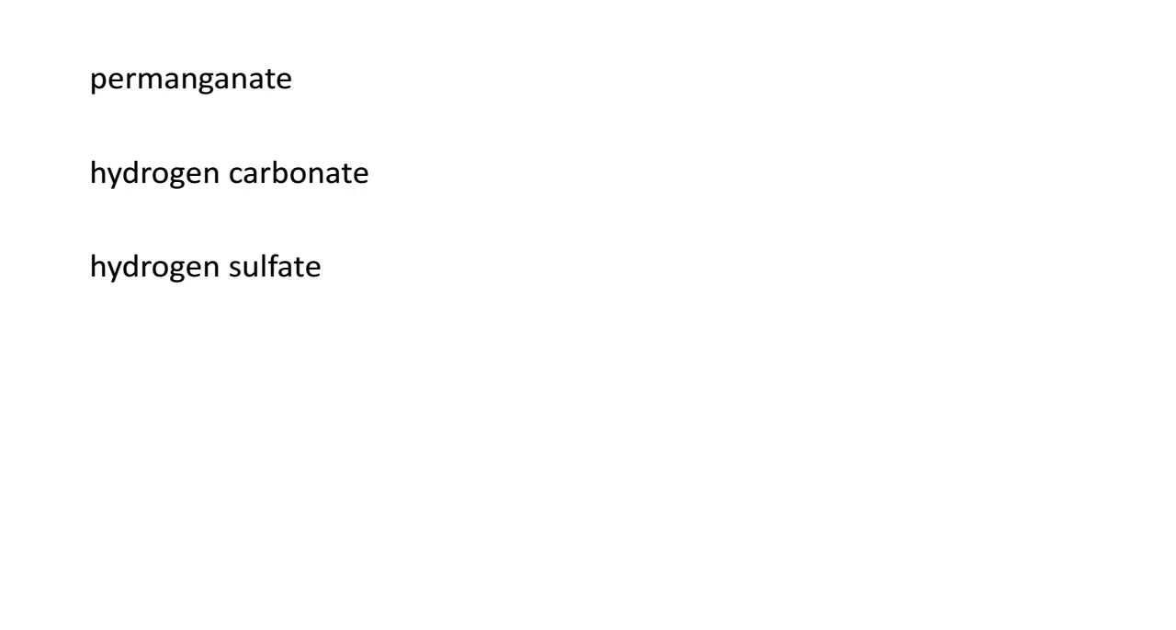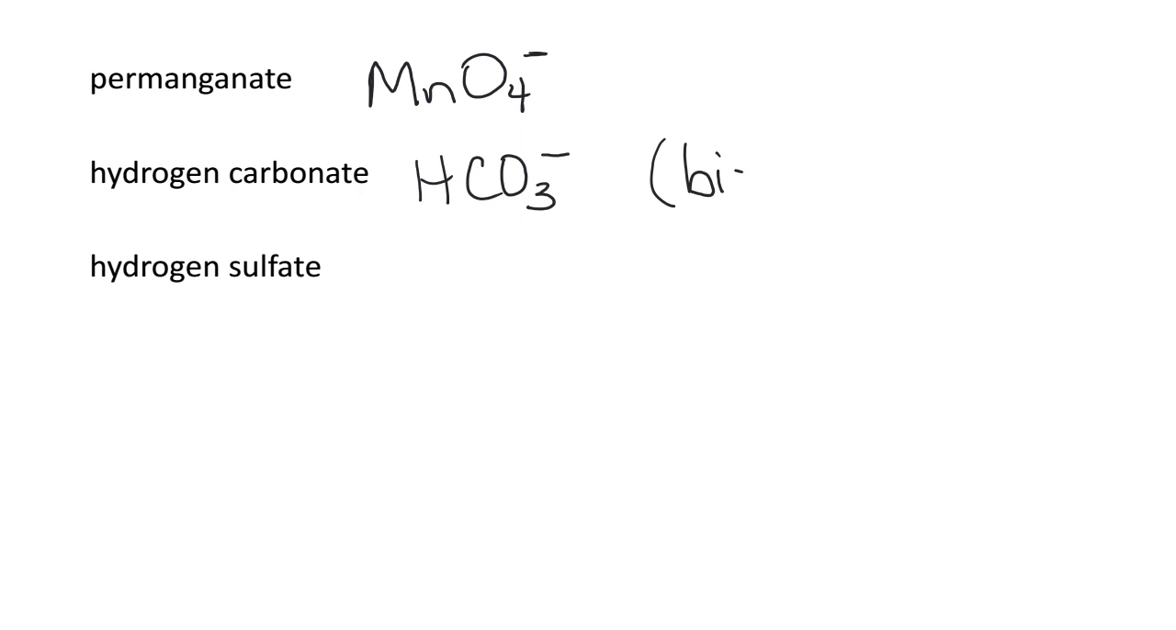Okay, permanganate is the next one. Permanganate is Mn, so it has manganese in it, O4 with a minus sign. Now, hydrogen carbonate is HCO3 minus, but another word for it is bicarbonate.